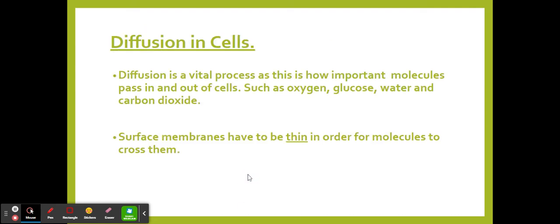Finally, I just wanted to go through a couple of different things that are transported in and out of cells through the process of diffusion. So things like oxygen and glucose, both of which are really important to get into our cells so that our cells can respire and provide us with energy. But also water and carbon dioxide also diffuse into and out of cells via the bloodstream as well.